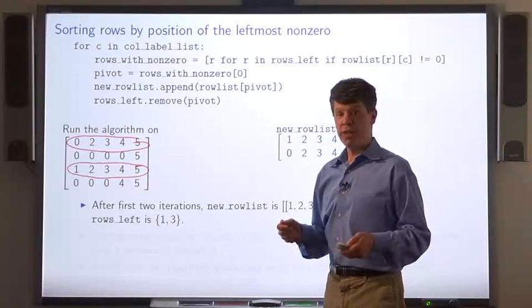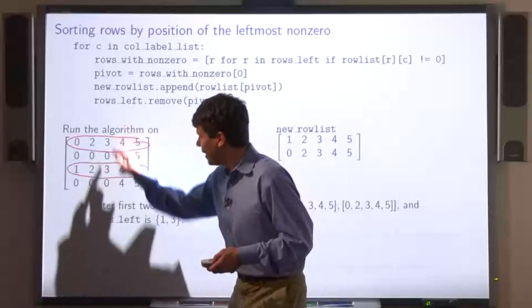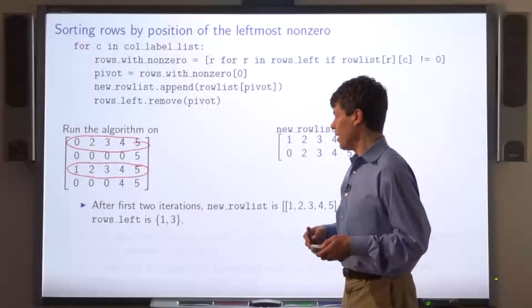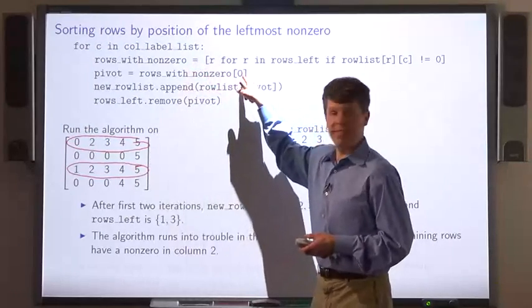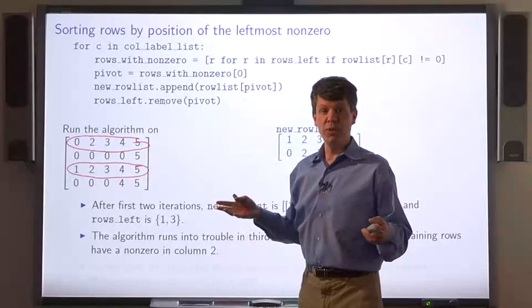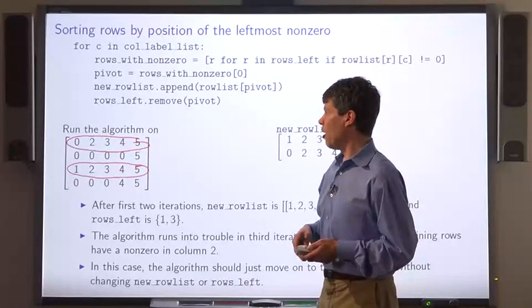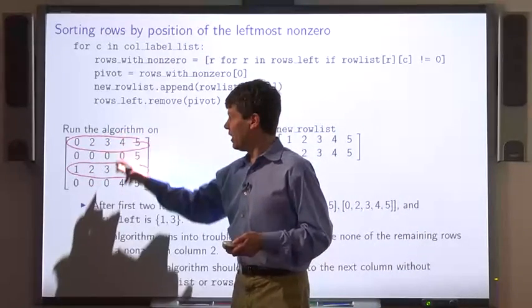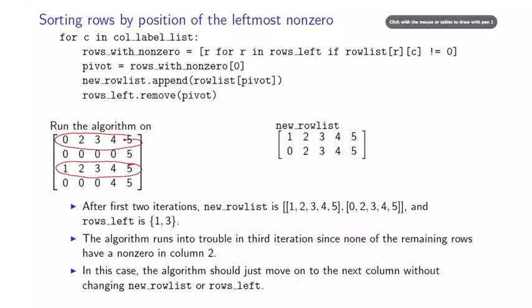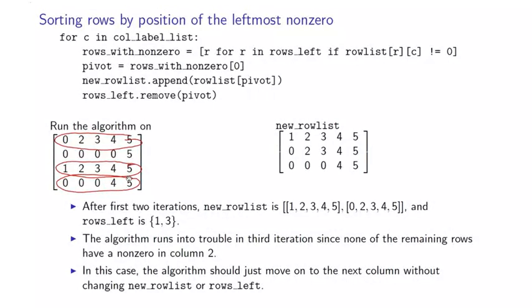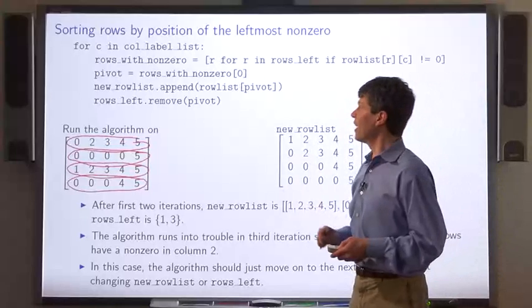Now, the algorithm runs into trouble. When it gets to the third column, it doesn't find any rows that have non-zeros in that column. So rows with non-zeros will end up being empty, and this line will cause an error. Now what the algorithm should really do is just move on at this point to the next column. So since column 3 doesn't have any non-zeros among the remaining rows, it moves on to column 4, and it finds this row, adds that to new row list, and finally goes to the next column and finds this row and adds that to new row list. So we should change the code to handle this case.